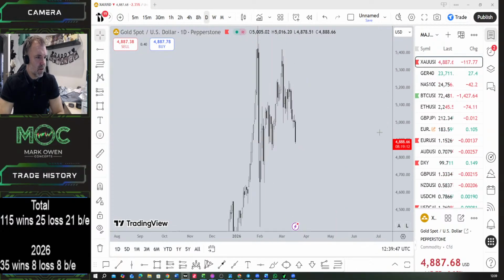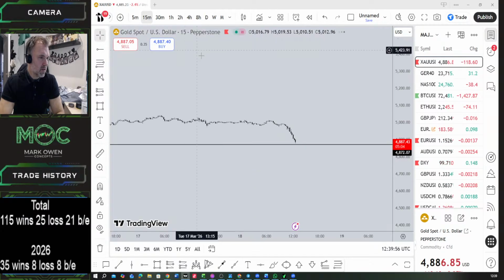I don't think we're far away. Well, when I say the bottom, we're very, very close. I want to start looking for potential buys in this area if we get a 15-minute bullish candle.